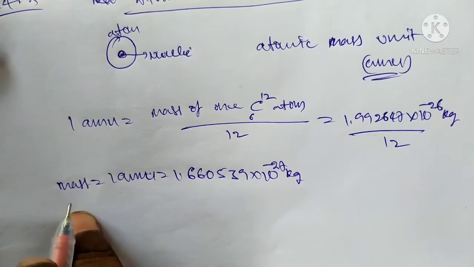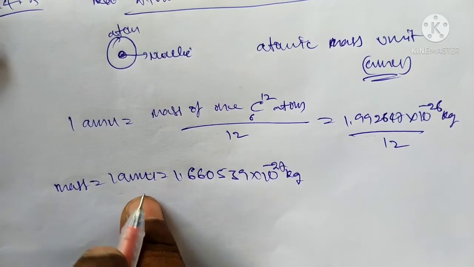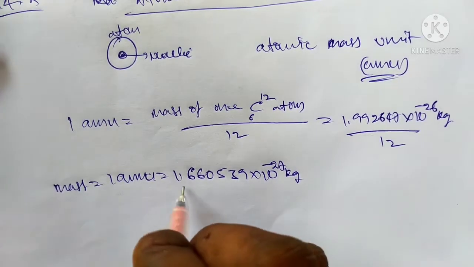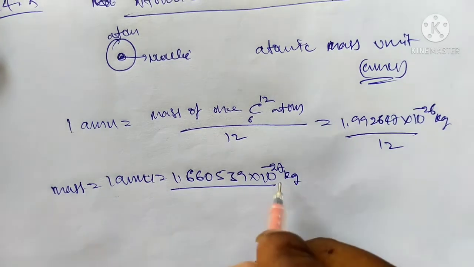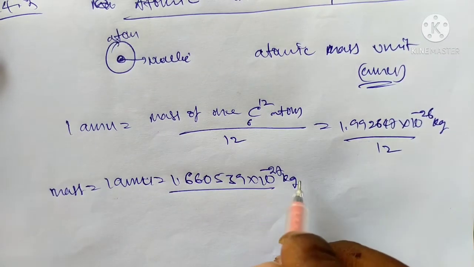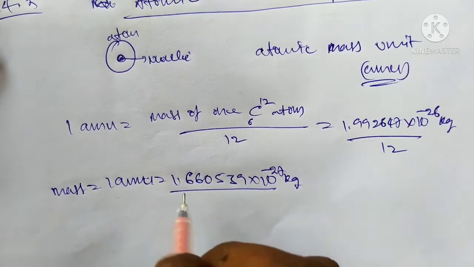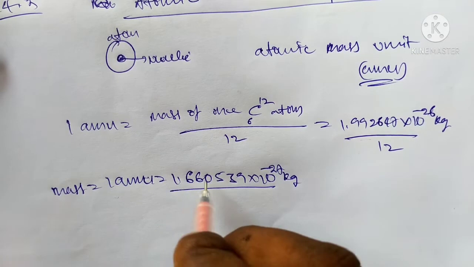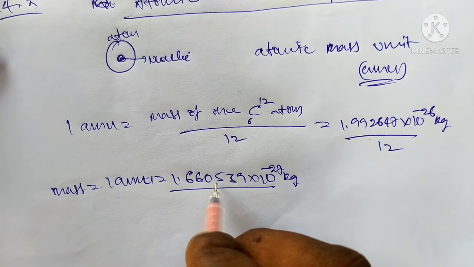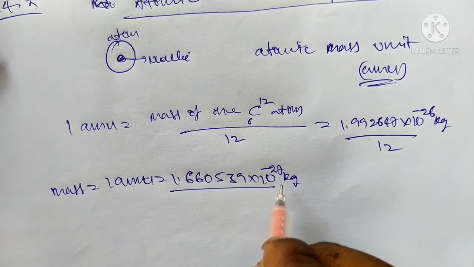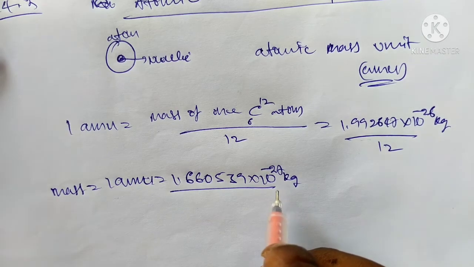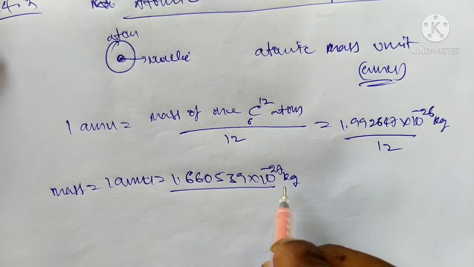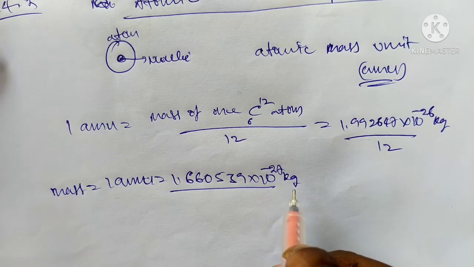Okay, the mass of the nucleus is measured in atomic mass units. One atomic mass unit is equal to 1.660539 × 10^-27 kg. It is the mass of the nucleons measured in atomic mass units, and it can be observed with a mass spectrometer.